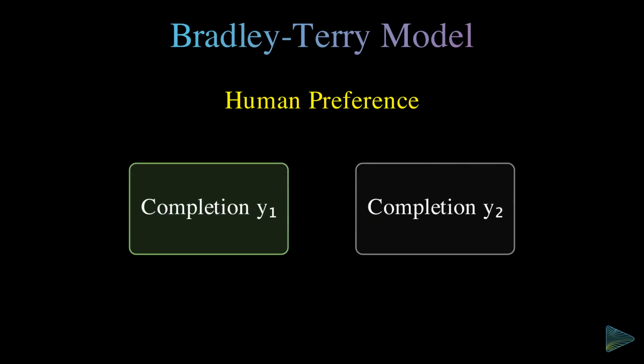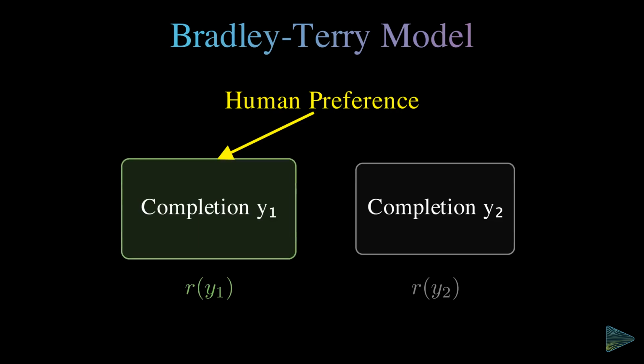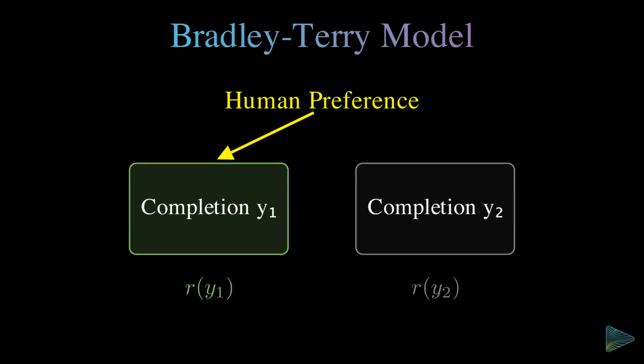Imagine you have 2 text completions from a language model, shown here as y_1 and y_2. A human evaluator tells you they prefer completion y_1 over completion y_2. How do we model this preference mathematically? Each completion has an associated reward value, r of y_1 and r of y_2. The Bradley-Terry model gives us a principled way to convert these rewards into preference probabilities.